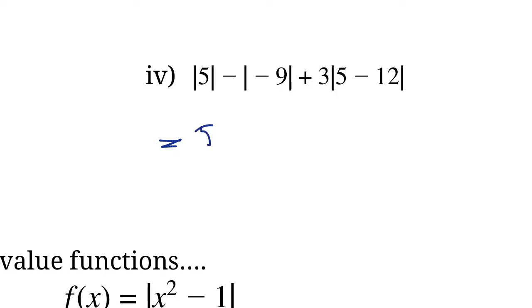So the absolute value of 5 is 5, minus the absolute value of negative 9 is just 9, plus 3 times the absolute value of 5 minus 12. Well, 5 minus 12 is negative 7, but we're going to make it positive because that's what the absolute value does. So this expression evaluates to 17. Sorry, I need to go grab my calculator to find that answer.